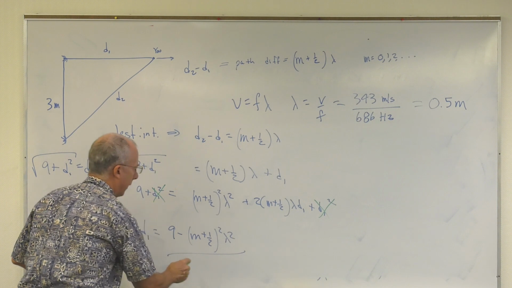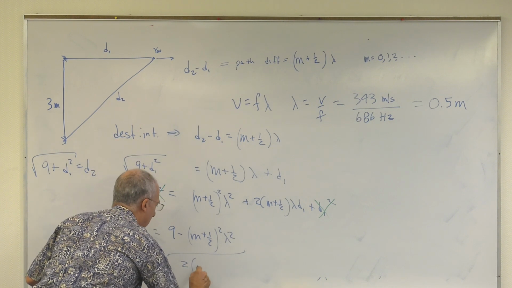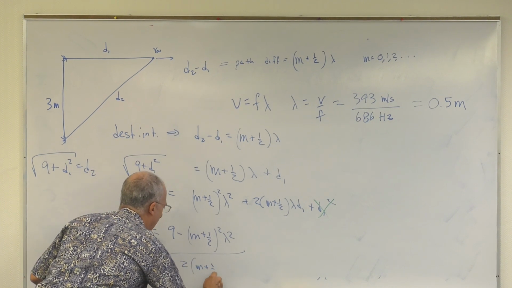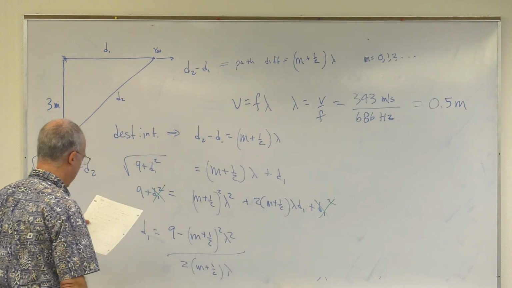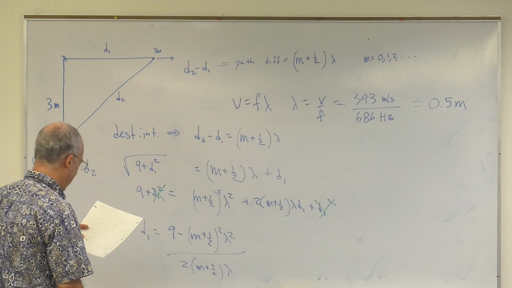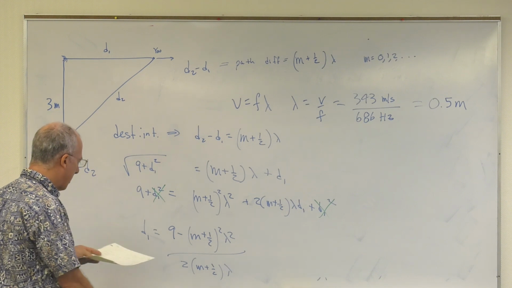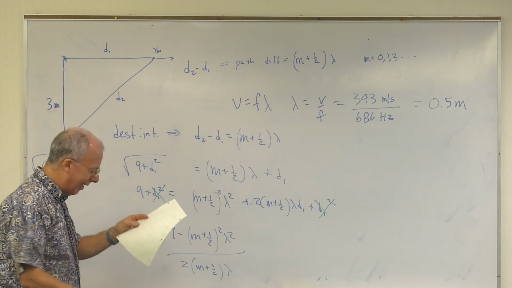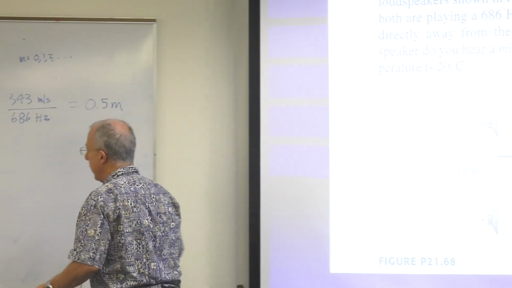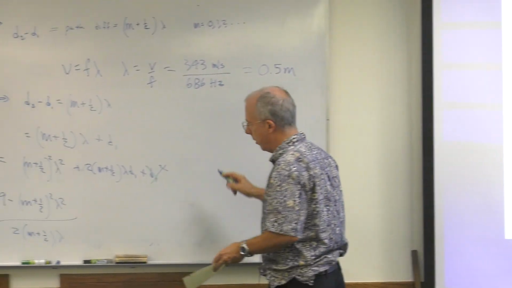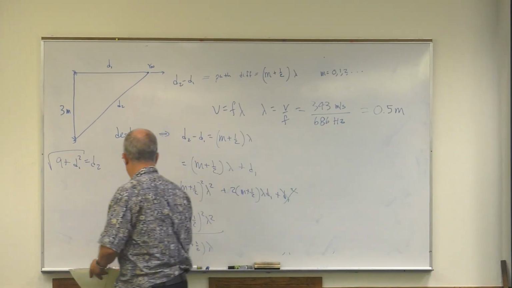Divided by 2m plus 1/2 lambda. Yep. All right. Now, does that simplify? No. What are you going to do, right? What are you going to do? So you just deal with it. All right. Now, so what? It's okay. We can handle it.